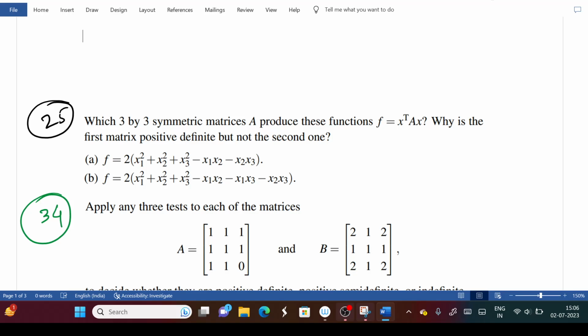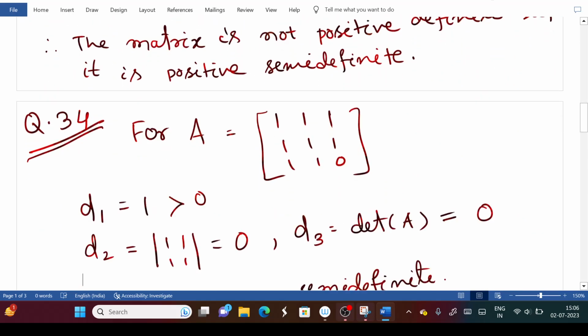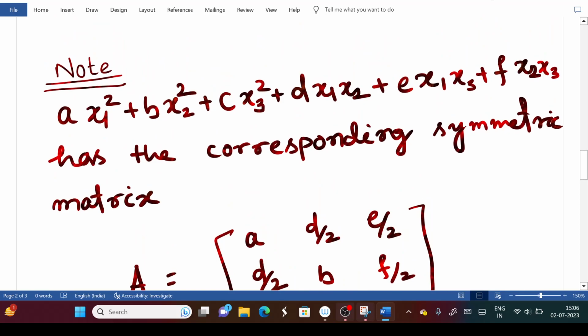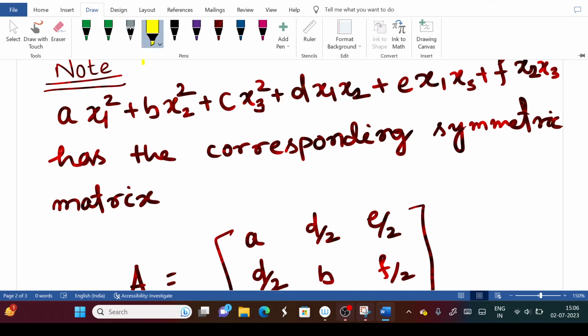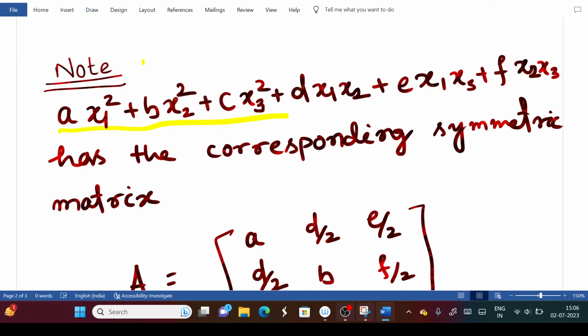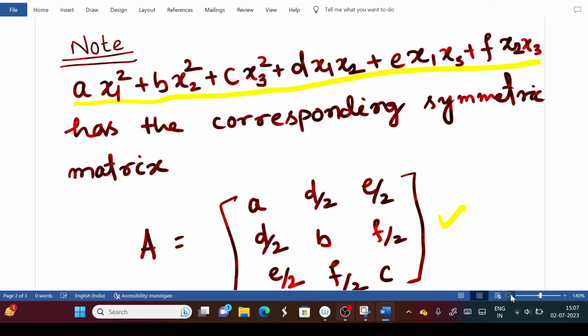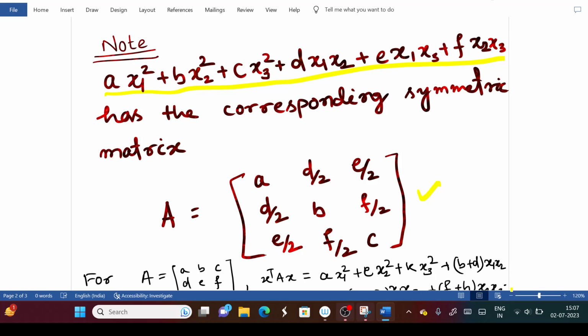Observe here, this formula is known to us. In the previous video I have made it. If this is my matrix, and I have the quadratic form in this format, then the corresponding matrix will be this one. Observe how they are related. This is the first diagonal element. This is the second diagonal element. And the coefficient of x3 is the third diagonal element.